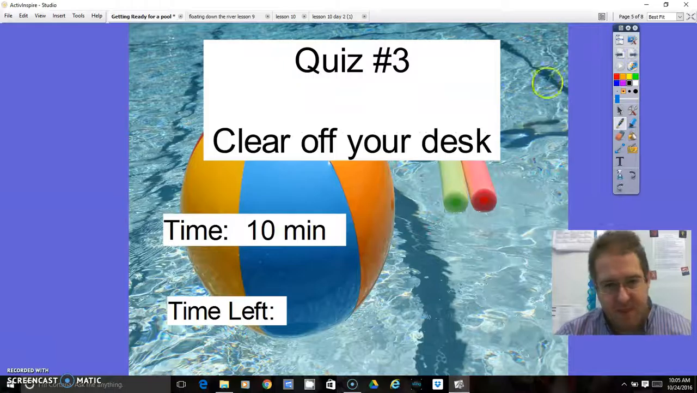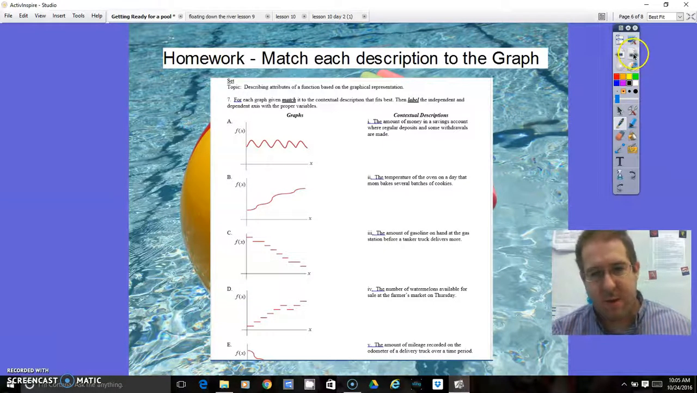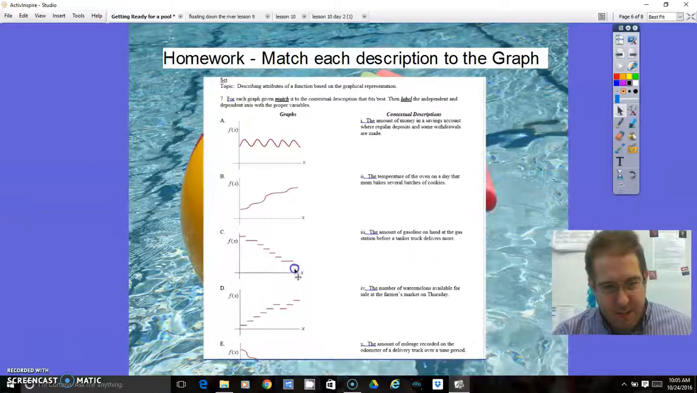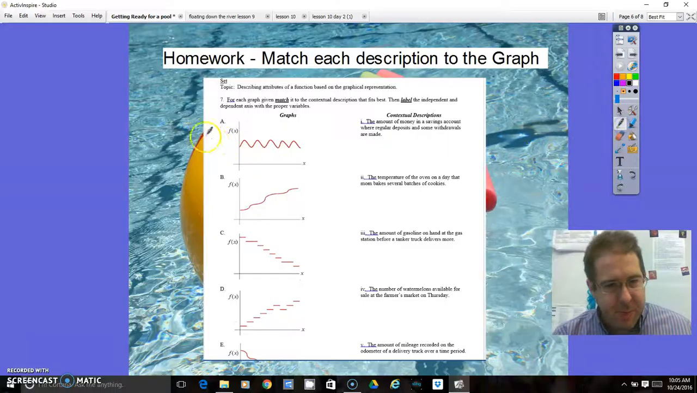All right, so I've given my justifications on each. So it looks like we have a quiz this day. Your homework is going to be the exact same thing, and this got cut off, so I'm going to have to kind of look at my own at the same time. Let's look at the context and then try to match it with which graph we think matches it.